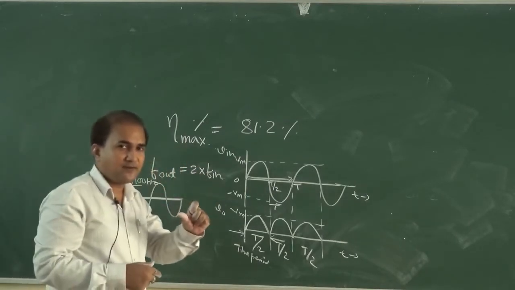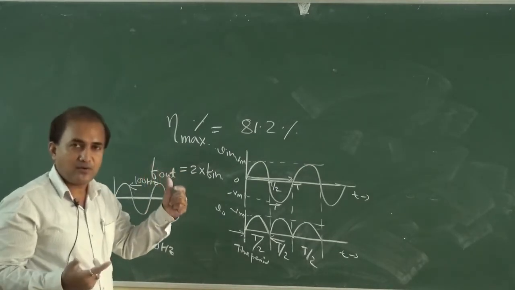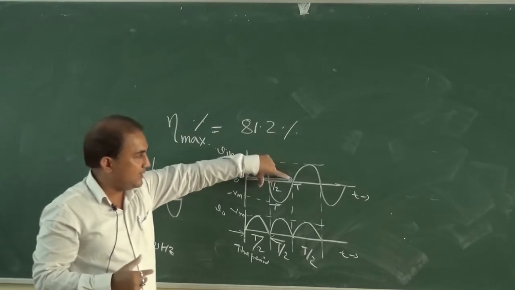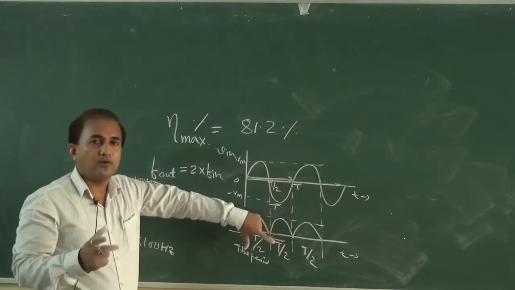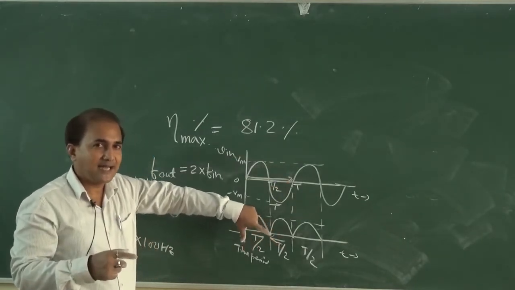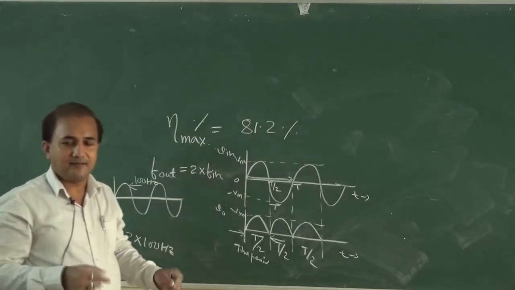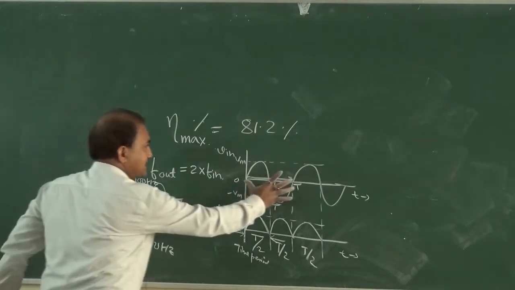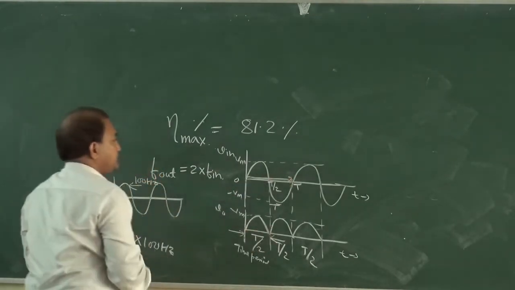But in case of a half wave rectifier circuit, F output is equal to F in, because the time period of the input signal and output signal is the same in a half wave rectifier. But here we are saying like this, here it is T and this is T.